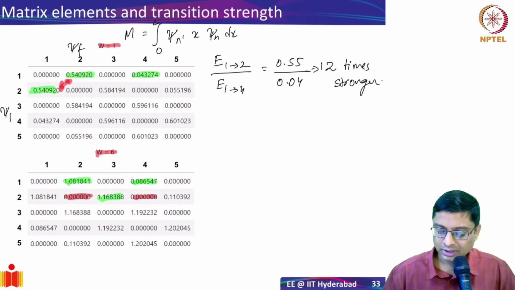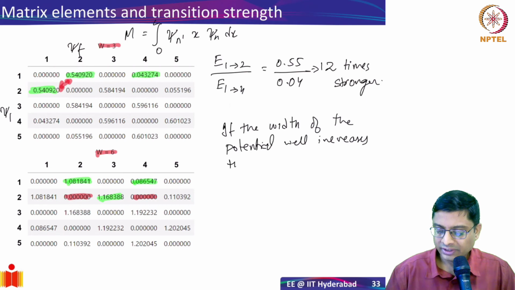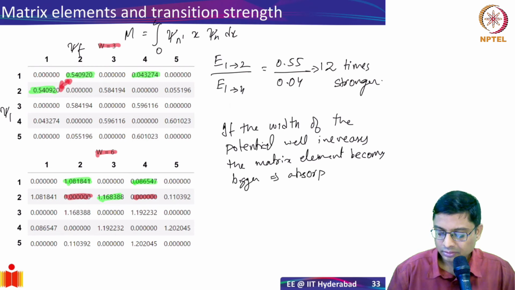So if the width of the potential well increases, the matrix element becomes bigger, implying absorption is stronger.